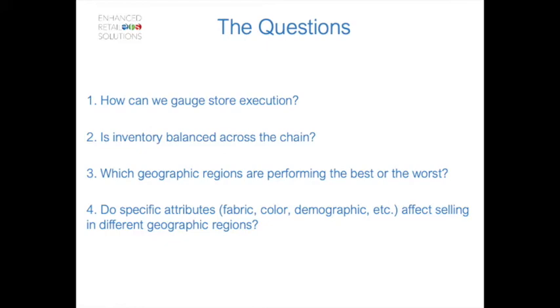Number one, how is store execution? Number two, is inventory balanced across the chain? Number three, what does performance look like geographically? And number four, do specific attributes like fabric, color, or demographics affect selling by region? Answering these questions can have a powerful effect on item and store performance.